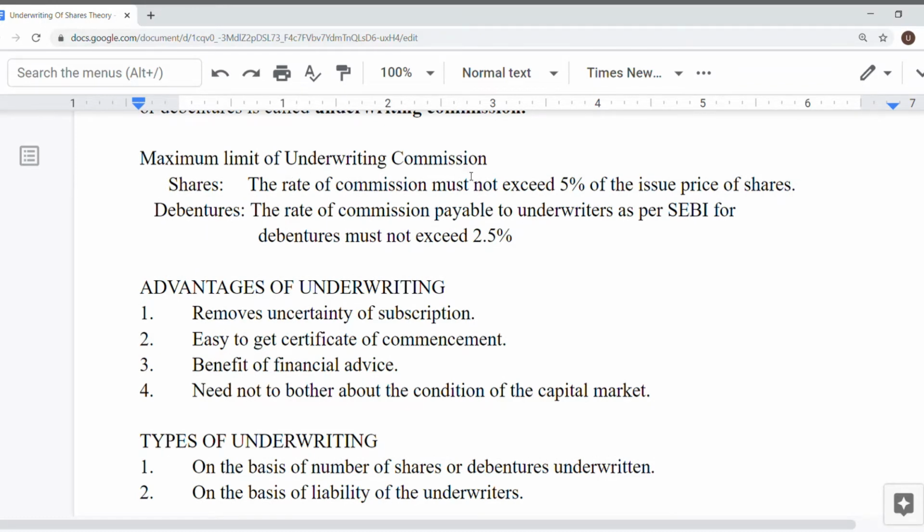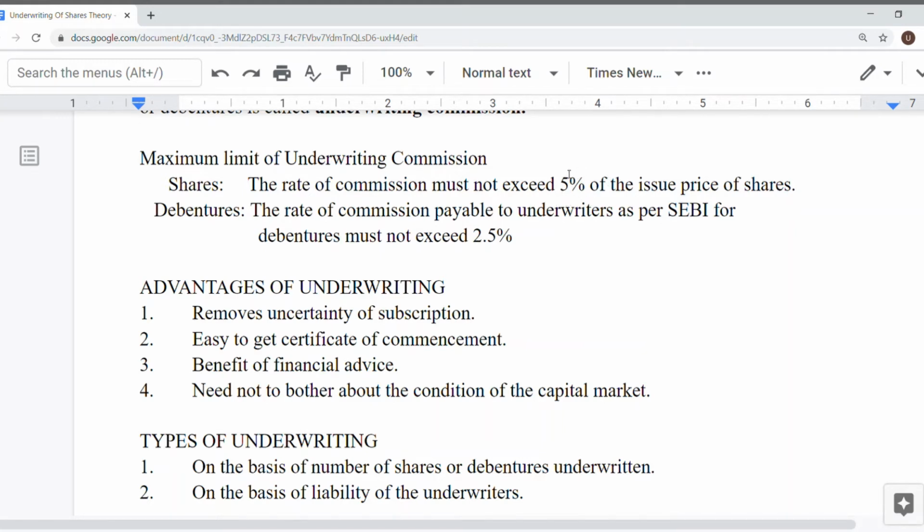So there is some limit for the underwriting commission. It's not that however much amount the underwriters ask, you can just give them. There is a certain limit for the underwriting commission. For shares, the rate of commission must not exceed 5%. So this is the important thing.